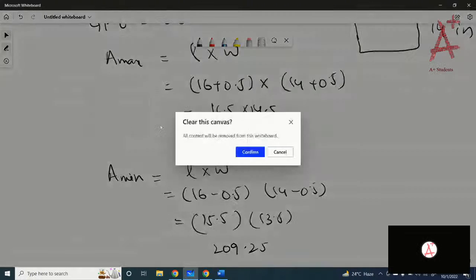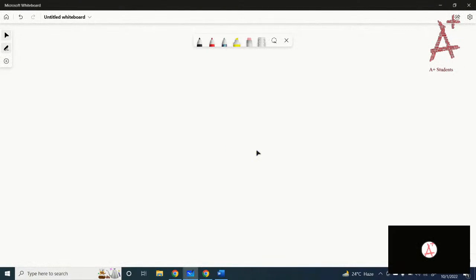Let's just start with the test button. So let's do some practice questions. Okay, so the first one is the one we just did on the board. So the values for the one are 209.25 and 239.25. Got it? So select the correct values and click on the OK button.